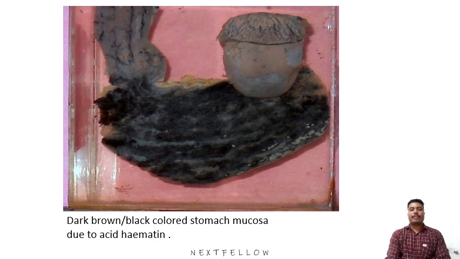So this is the image of a stomach mucosa. You can see the black colored stomach mucosa due to acid hematin, and there is the tongue in the upper area, which is black, sodden and swollen.